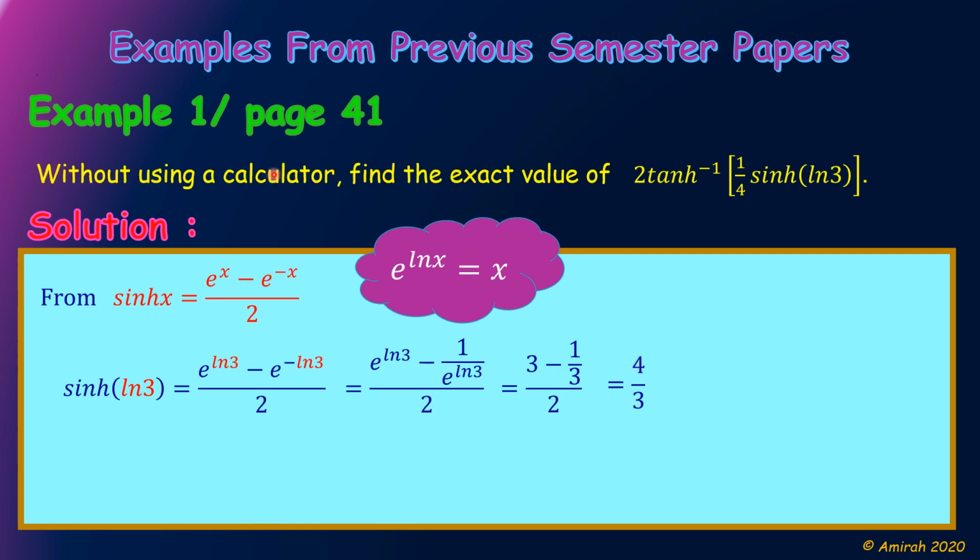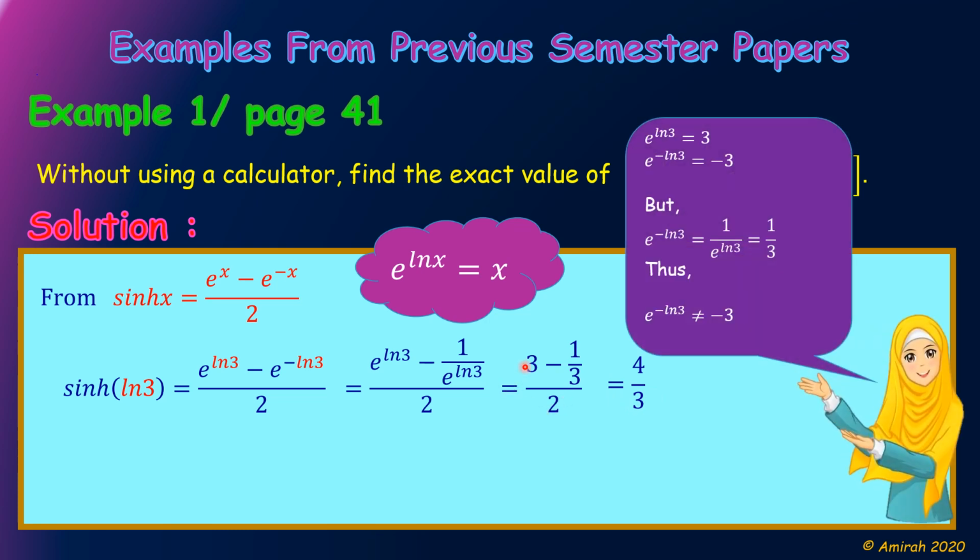From here, actually, you can use a calculator to simplify 4 over 3. Because without using a calculator, in this case, means that we need to use the definition of inverse hyperbolic function and the definition of hyperbolic function to find the value. Okay, e to the power of ln 3 equals 3. e to the power of negative ln 3 equals negative 3. The first one is correct, but the second one is wrong.